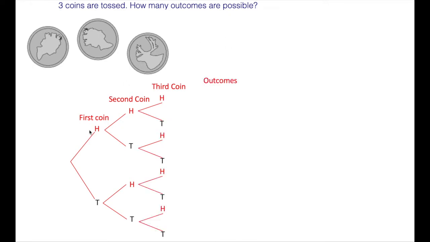Your outcomes, you can get heads on the first, heads on the second, heads on the third, or you get heads, heads, tails, or heads, tails, heads, or heads, tails, tails, or tails, heads, heads, or tails, heads, tails, or tails, tails, heads, or tails, tails, tails. Notice that's 8 different outcomes.